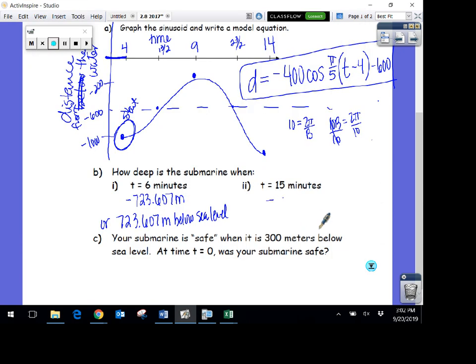So negative 923.607 meters, or 923.607 meters below sea level. Either one's okay.